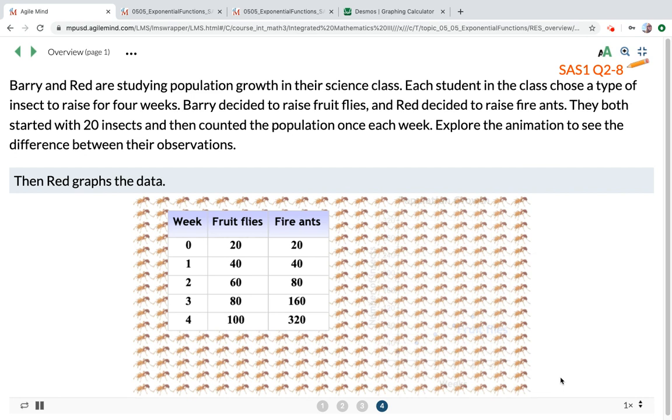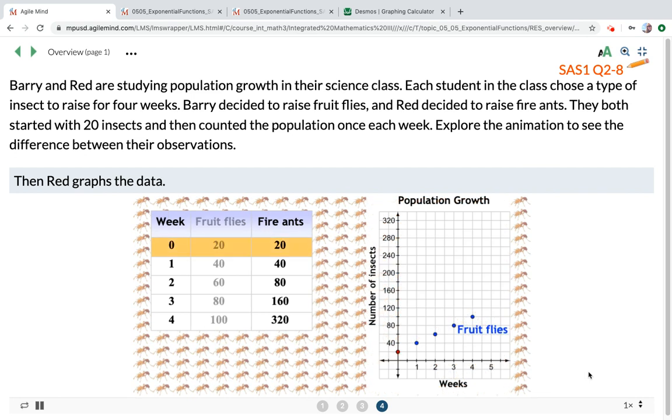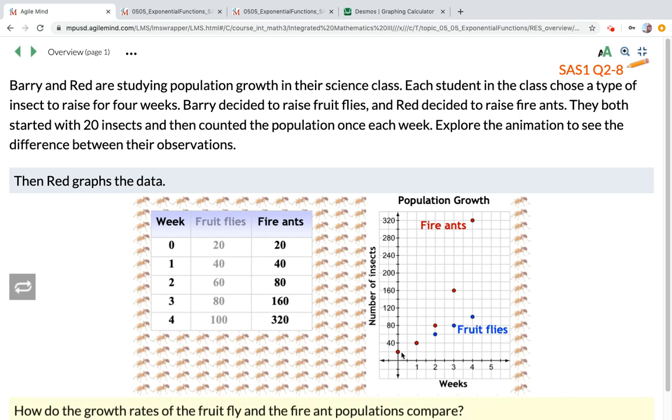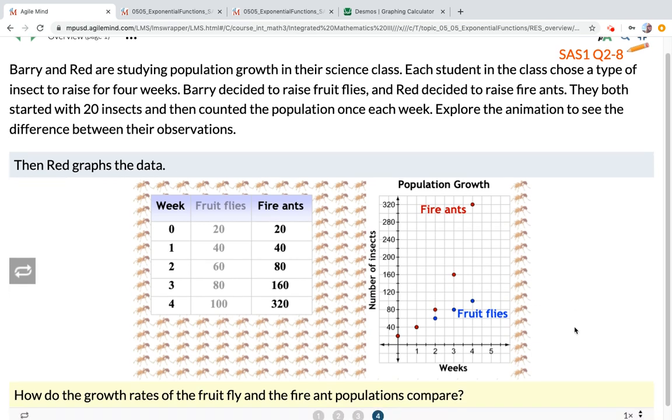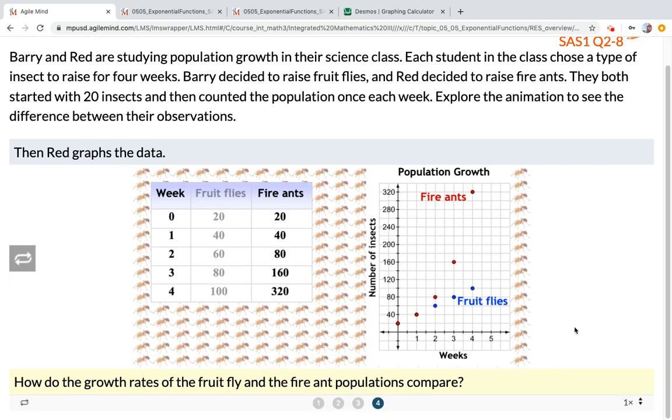So I plotted my points 0, 20, started in the same spot, 1, 40, still the same, but 2, 80, 3, 160, and 4, 320 definitely have a bit of a departure here from our fruit flies. Now I have my fire ants in red and my fruit flies in blue just to help distinguish it. So how are the growth rates of the fruit fly and the fire ants comparing?